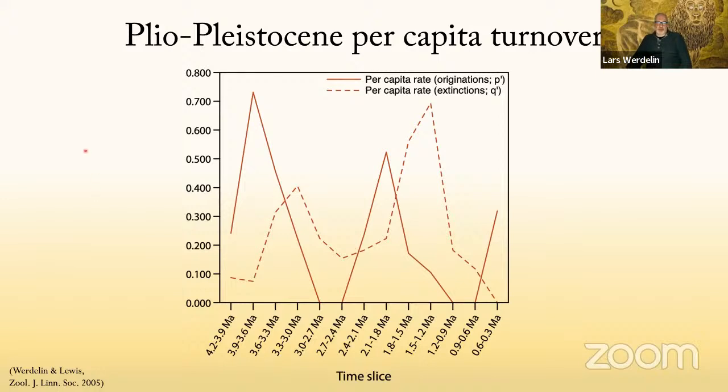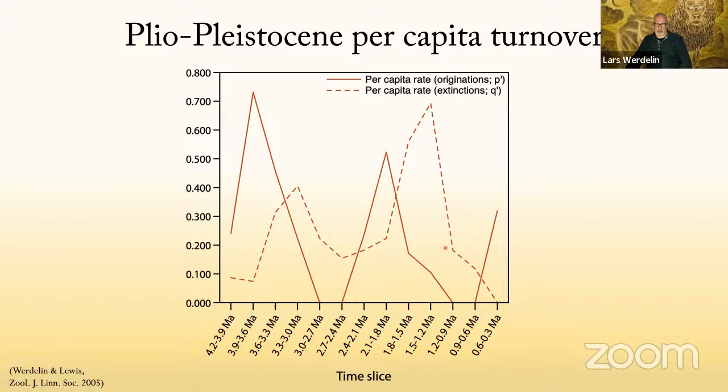But if we look at turnover, again, there are some peaks. And again, this trough is too low and should be a little higher. This peak should be a little lower. And what we basically see is increasing extinction rate through time until about a million years ago, when there's nothing left to go extinct, if you want to put it that way. There's about the same number of species around a million years ago that there are today.